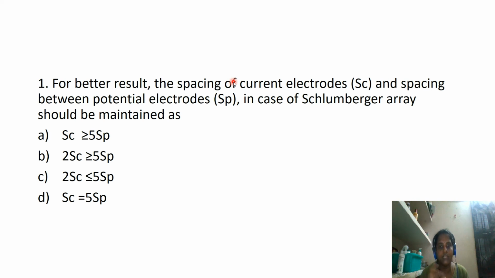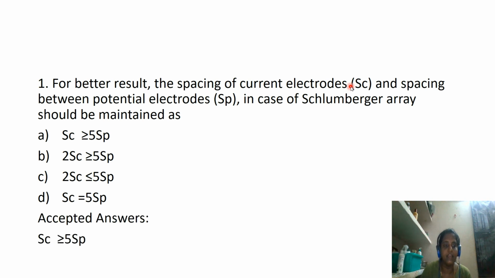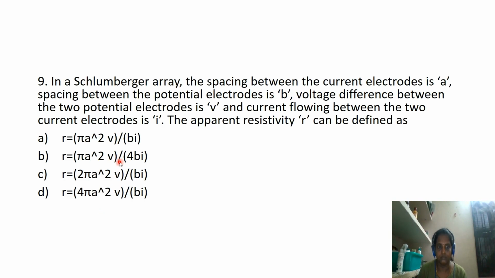And again it depends on the type of array, as I said. So in order to have a better result, twice the current electrode spacing should be greater than 5 times the potential electrode spacing. So your current electrode spacing multiplied by 2 should be greater than 5 times the potential electrode spacing. When it comes to electrical resistivity test, spacing plays a very important role.